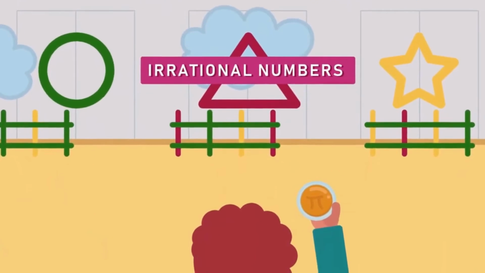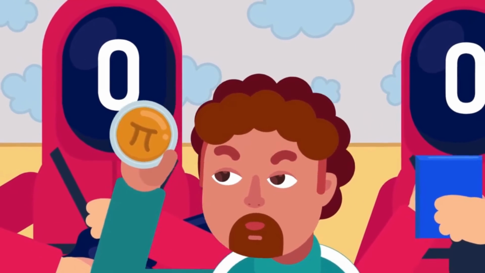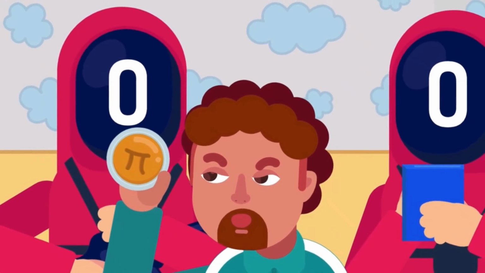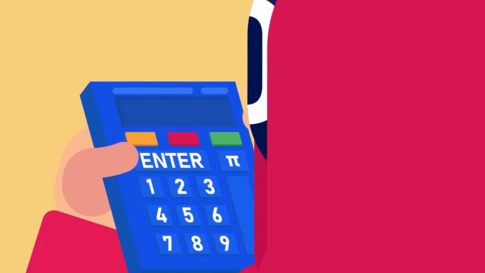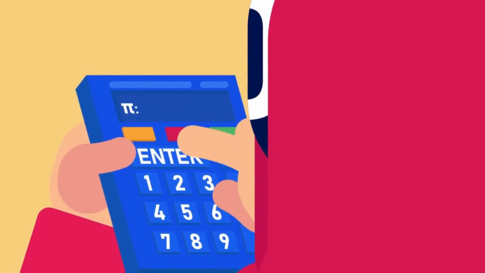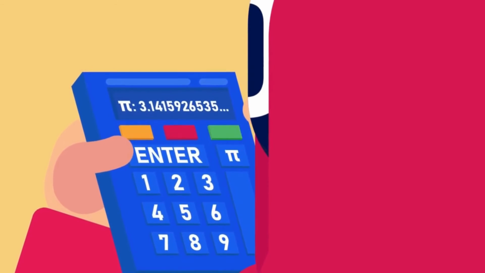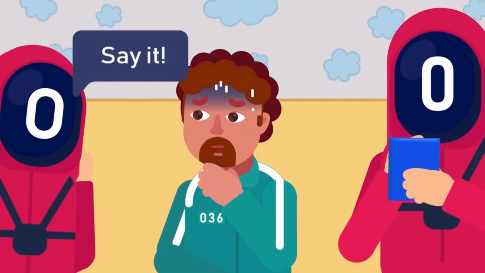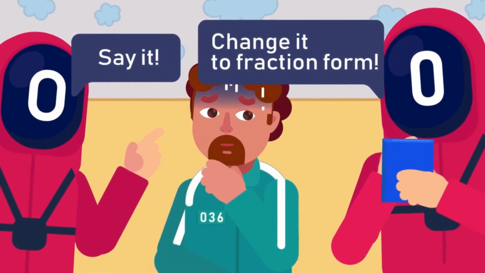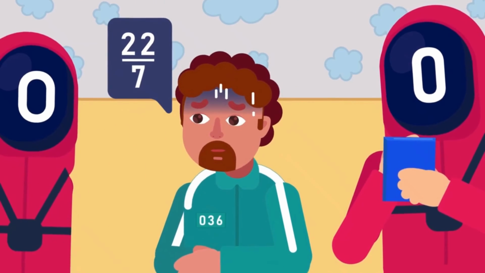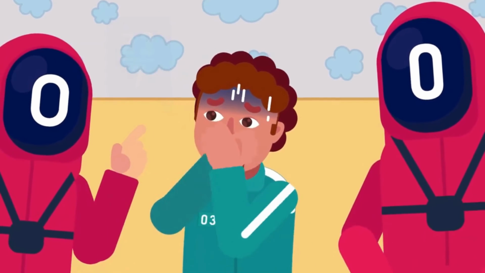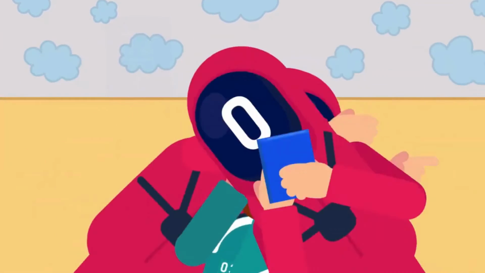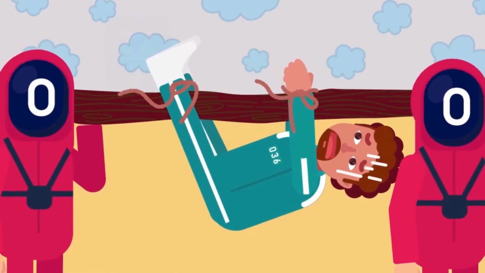Irrational numbers. Numbers that cannot be represented as simple fractions are called irrational numbers. An example of an irrational number is pi. Pi equals 3.1415926535. It keeps going. A simple fraction cannot be written that equals pi. The popular approximation of 22 over 7 is close, but not accurate. Therefore, pi is an irrational number.